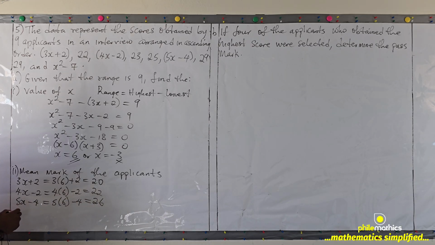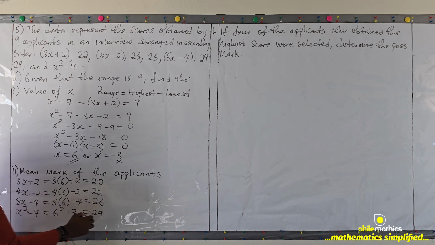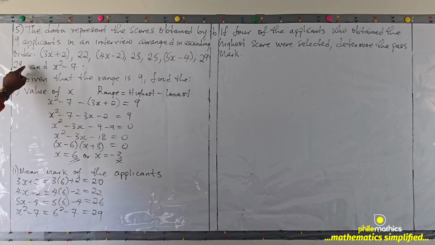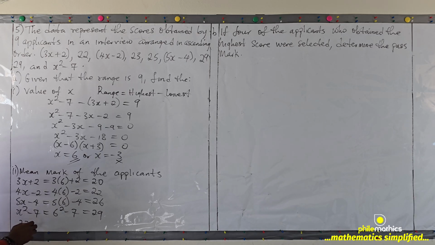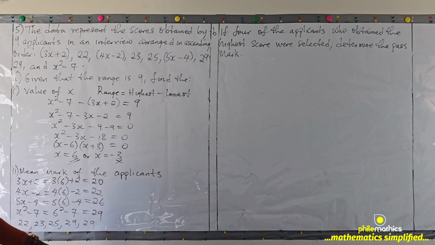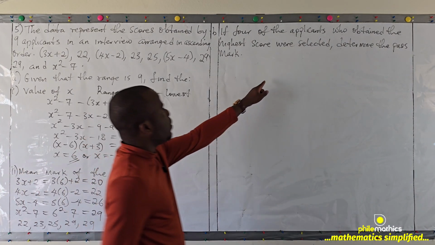And for x squared minus 7, this is 6 squared minus 7. And 6 squared is 36, 36 minus 7 is 29. And since they are all 9, we have a couple of others. We have 22, we have 23, we have 25, we have 29, we have 29. And so for us to find the mean mark, let us use the space here.